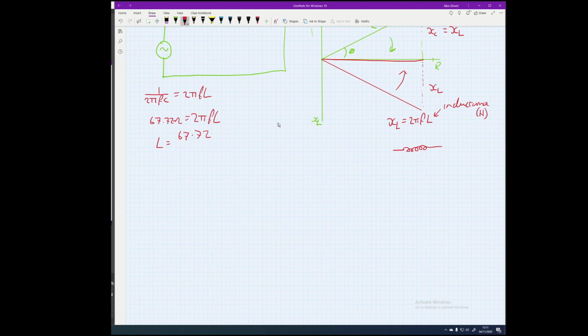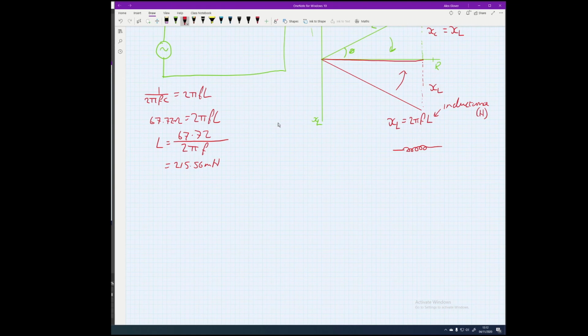67.72 divided by 2 pi F. That equals, obviously where F is 50, that equals 215.56 millihenries. So that's times 10 to the minus 3.